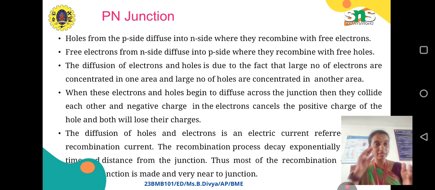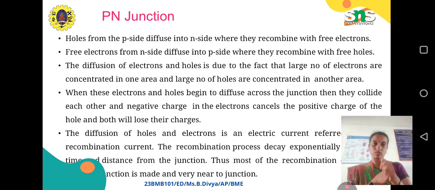Holes from the p side into the n side will recombine with free electrons. Next, the free electrons from the n side will diffuse into the p side and recombine with free holes. P side electrons will move on to holes, and n side holes will move on to the p side. N side electrons will move on to p side holes, and p side holes will move on to n side electrons.